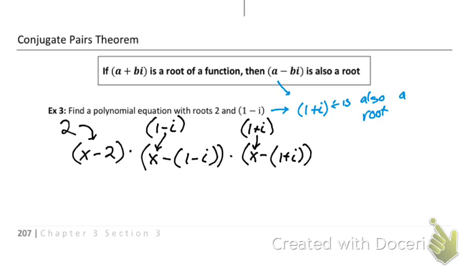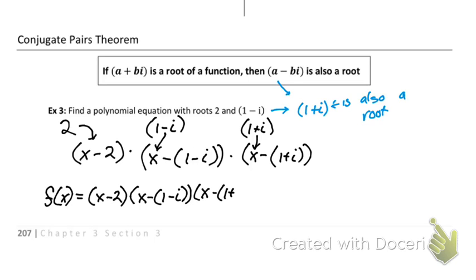The only thing I'm going to do is rewrite this as f of x, because it says write it as a function: f(x) equals (x minus 2) times (x minus 1 minus i). I don't even need to distribute that negative sign. And then we have (x minus 1 plus i). So for these, I don't even need to simplify. I did not write simplify. I just said write a function.